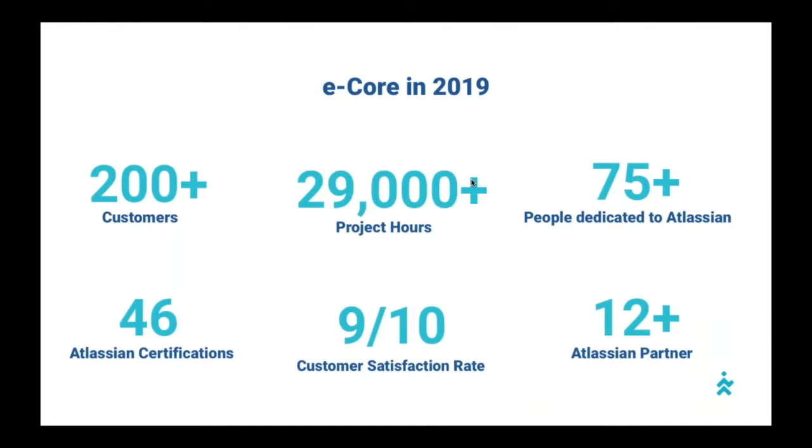Okay, so we are a huge company. Some numbers from eCore, but we are talking about only this year, 2019. It's not for the whole company, it's only for this year. So these are some public numbers that we can share with you. More than 200 customers, 29,000 project hours, so we are working with projects, dedicating hours to these projects. More than 75 people working with Atlassian services.